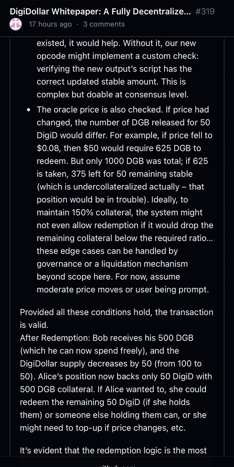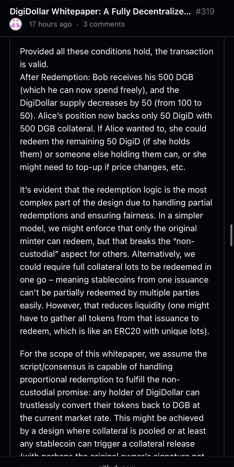For now, assume moderate price moves, our user being prompt. Provided all these conditions hold, the transaction is valid. After redemption, Bob receives his 500 DGB, which he can now spend freely, and the DigiDollar supply decreases by 50, from 100 to 50. Alice's position now backs only 50 DigiDollar with 500 DGB collateral. If Alice wanted to, she could redeem the remaining 50 DigiDollar if she holds them, or someone else holding them can, or she might need to top up if the price changes, etc.